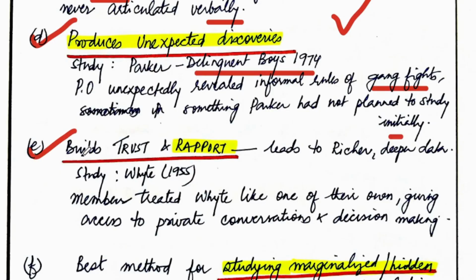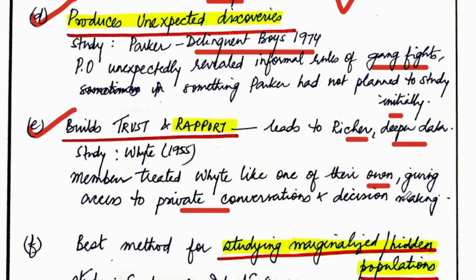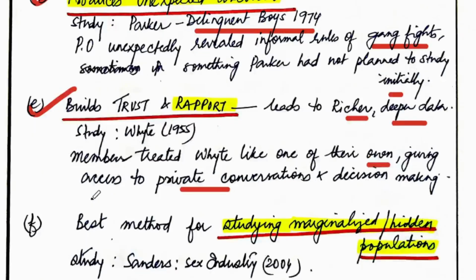Next, participant observation helps in building trust and rapport, and it leads to richer and deeper data. This can be seen in the William Foote Whyte study of 1955, Street Corner Society. Because the members treated Whyte like one of their own, he gained access to private conversations and decision-making processes. Such intimate access is rarely possible through interviews or surveys.